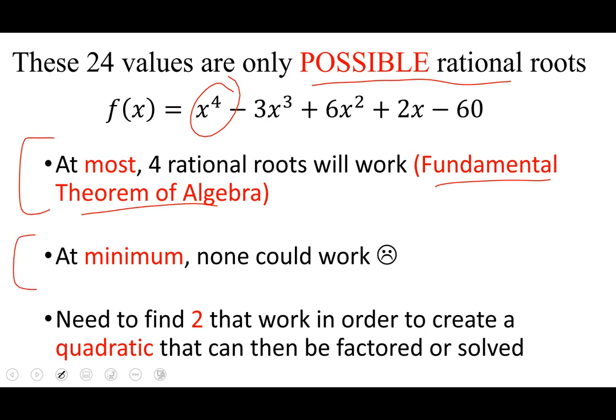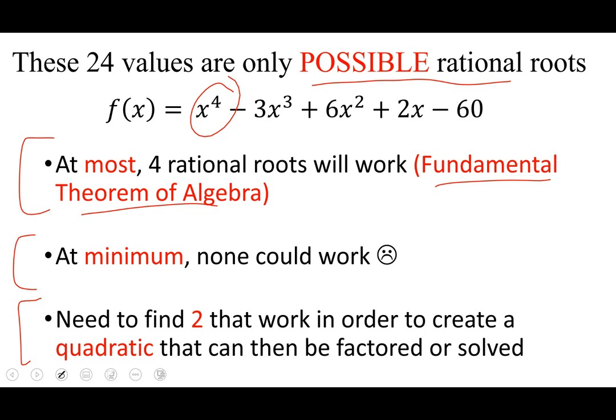At minimum, none of them could work, which means we could sit there and try 24 different possible rational roots and none of them could work. Again, for the record, I would never do that to you, but just make sure you know that they are only possibilities.